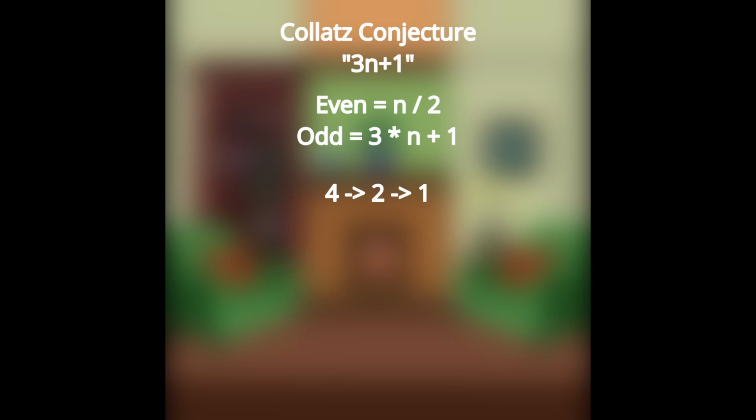4 even, you divide by 2. 2 even, divide by 2. And finally 1, multiply by 3, add 1, and you get 4. And the cycle starts again.